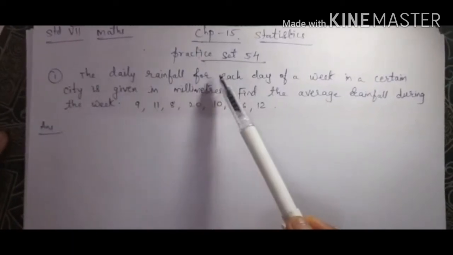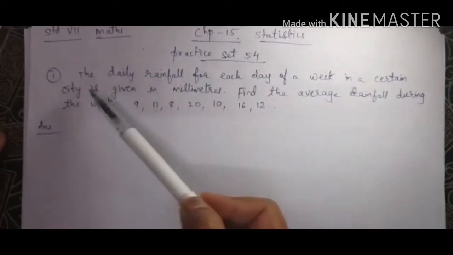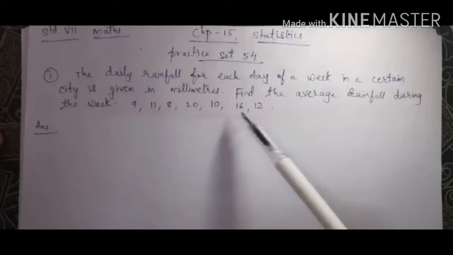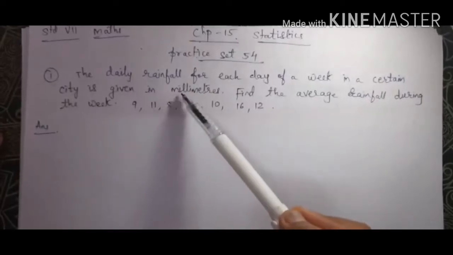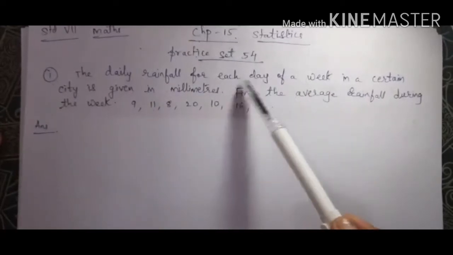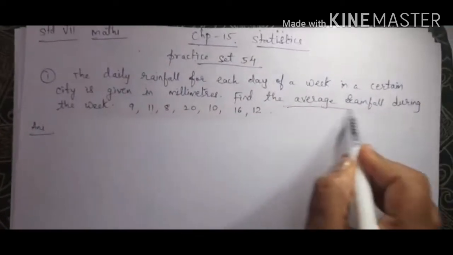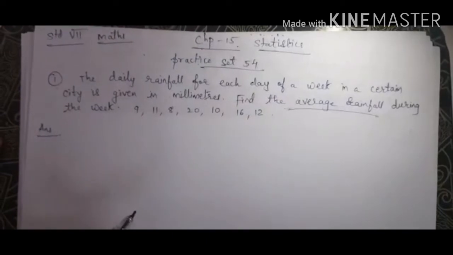The daily rainfall for each day of a week in a certain city is given in millimeter. This data is regarding the rainfall given in millimeter of each day in a week. We have to find what the average rainfall is. So to find out the average rainfall, we require the formula of average.